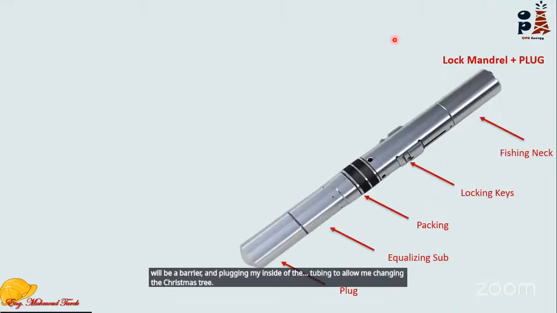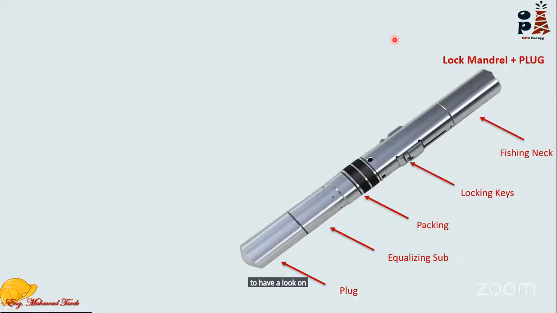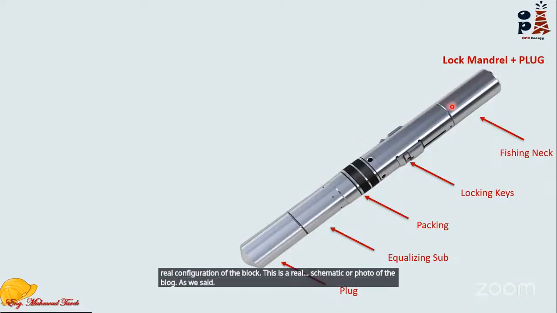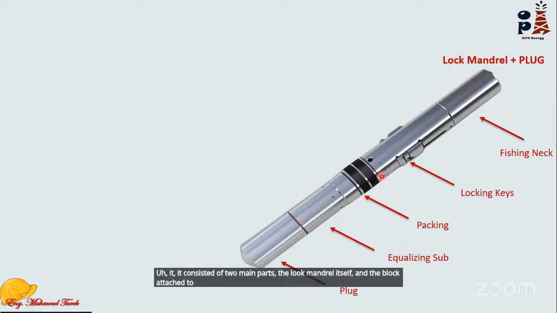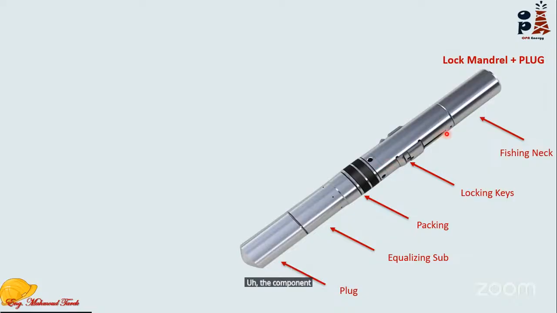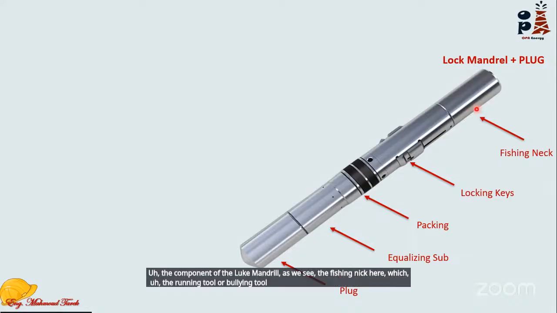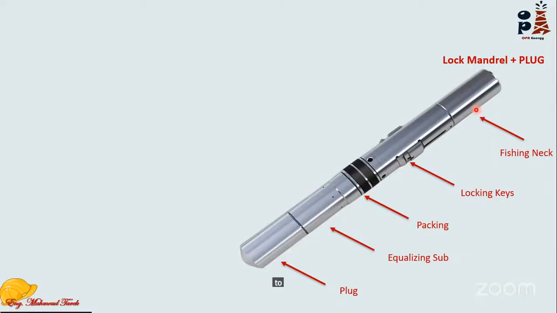To have a look at the real configuration of the plug, this is a real schematic or photo of the plug. As we said, it consists of two main parts: the lock mandrel itself and the plug attached to it. The components of the lock mandrel, as we see, include the fishing neck here, to which the running tool or pulling tool attaches to set or retrieve the plug.